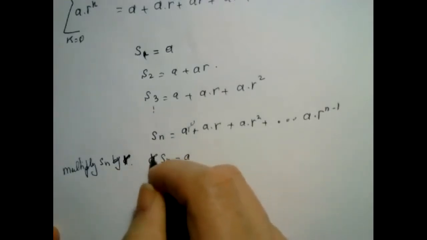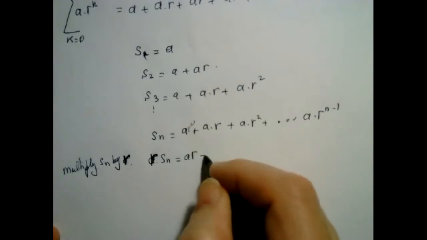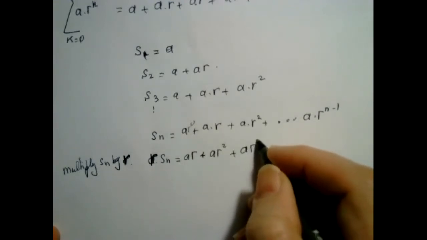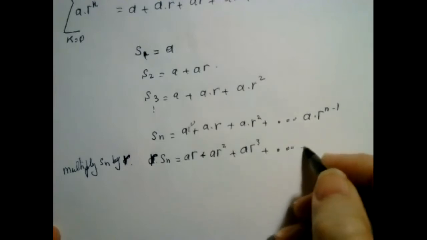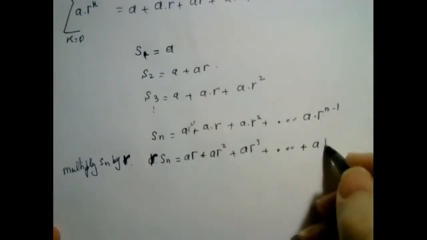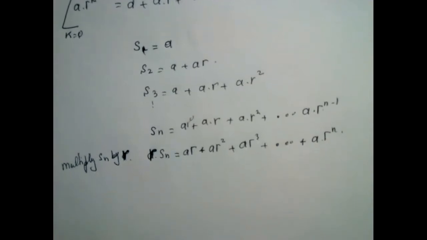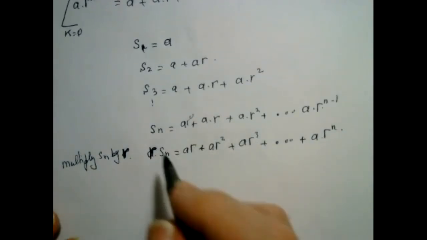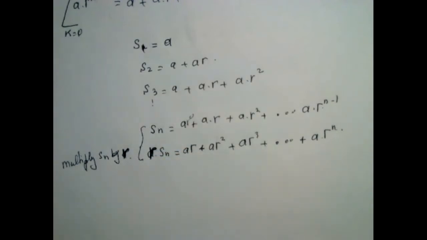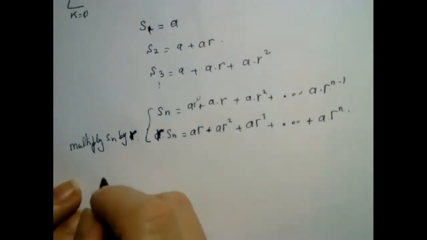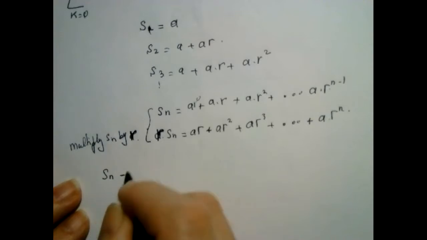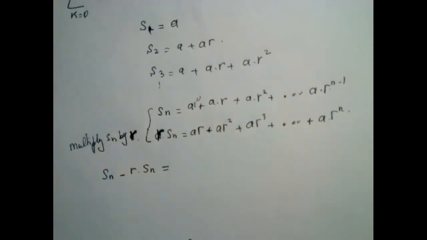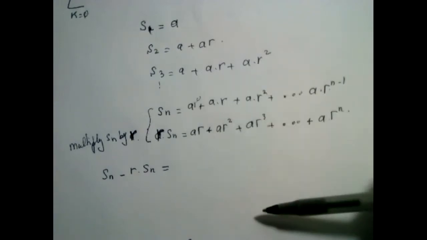I will get A times R plus A R squared plus A R cubed plus etc., and the last term multiplied by R is going to give me A R^n. Okay. And now we're going to take the following. As I said, it is a trick to give a formula for Sn. Now I'm going to take the difference. I'm going to take Sn minus R Sn. And let's see what we get. So I'm going to take the difference between those two.